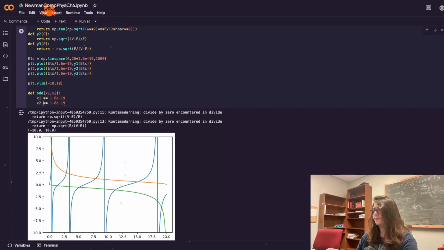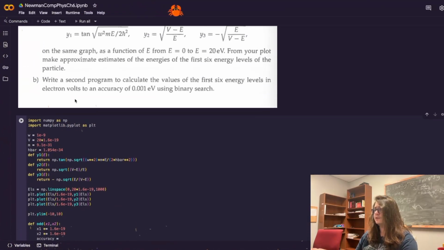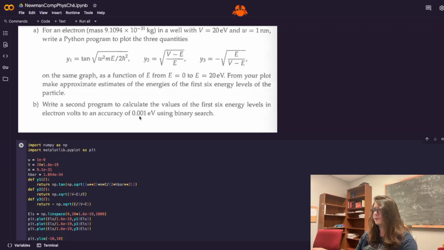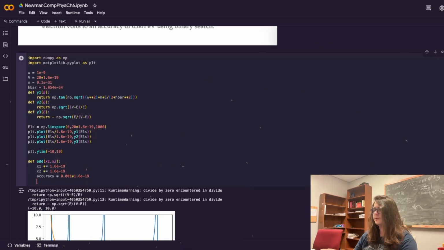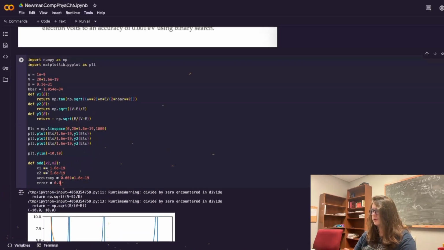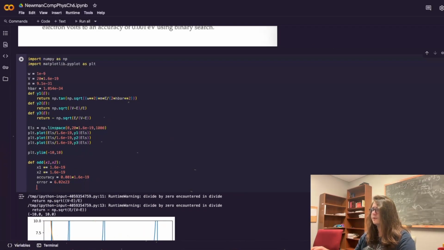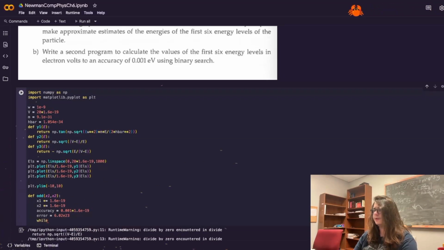Same for x2. The accuracy that Newman wants us to get down to is 0.001 eV. So I'm going to define it as 0.001 times 1.6 e minus 19 joules. And then always just set the error to an arbitrarily large number. I always do Avogadro's for no reason. And then, yeah, start your while loop while error is greater than your accuracy.